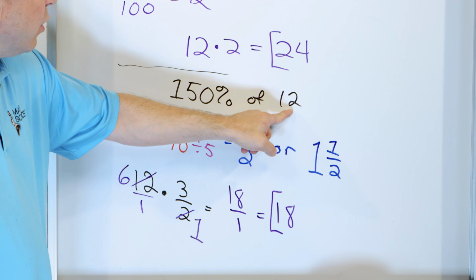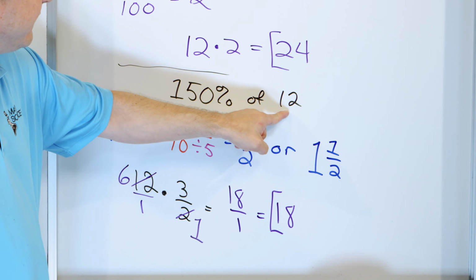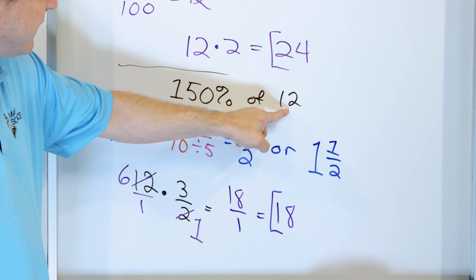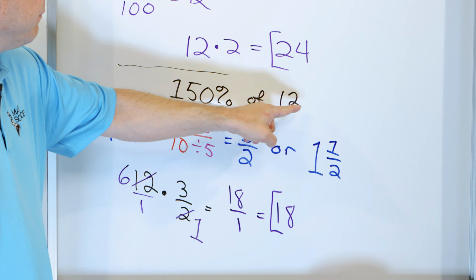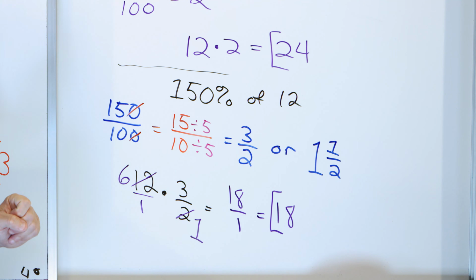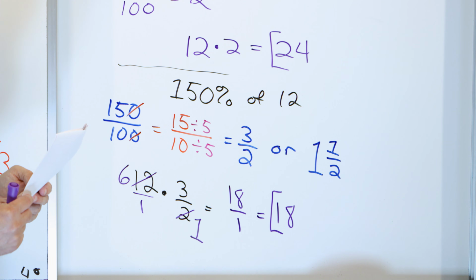Because 1 time would be 12. Half of this is 6, right? So the 50% is half of this, which is 6. So 12 plus 6 is 18. That's another way to think about getting the same exact answer.